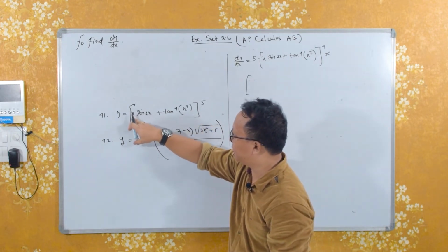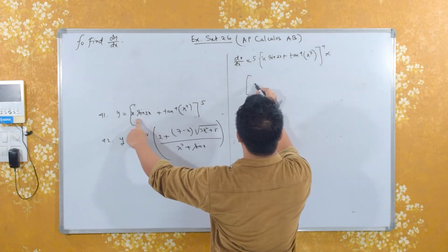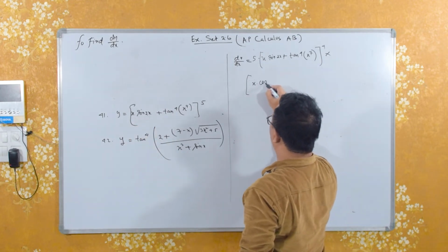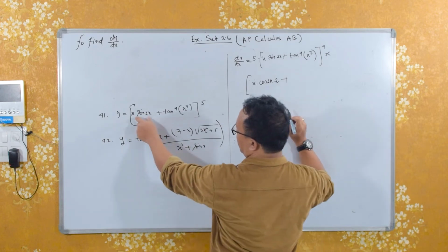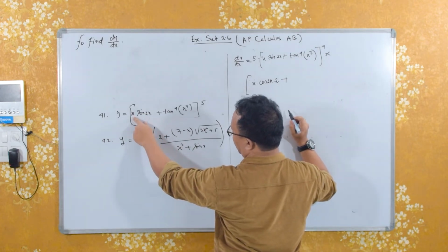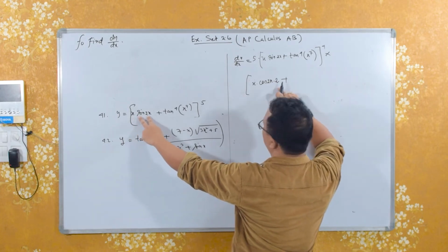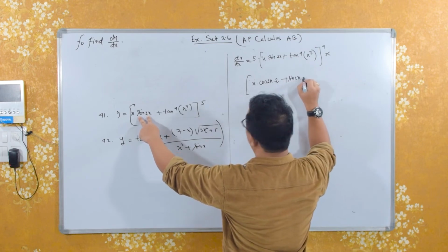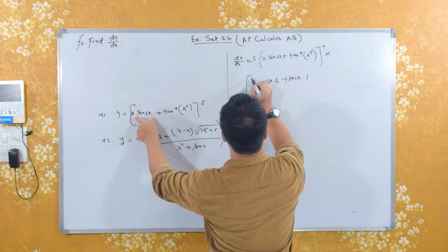The first term, x into sin 2x, is the u into v rule. Here x into d by dx of sin 2x is cos 2x into 2. Plus, applying the u into v rule, x I keep as it is and differentiate sin 2x, which is cos 2x into 2. Plus sin 2x into d by dx of x, which is 1.